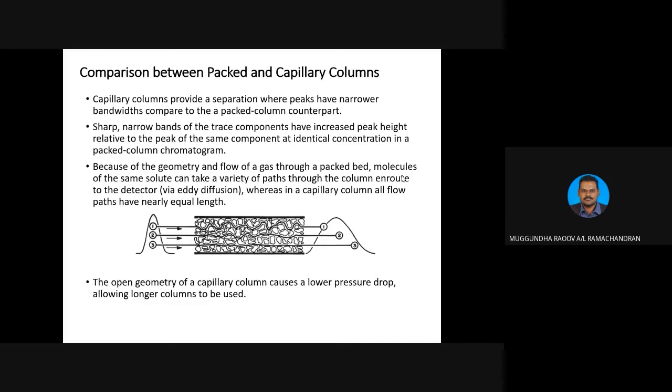Due to this, the open geometry of the capillary column causes a lower pressure drop, allowing a longer column to be used. So basically, class, comparing the packed column and the capillary column, the route of the analyte through the stationary phase differs. In the packed column, the chance for eddy diffusion is very high. Whereas in the capillary column, the route that the analyte or solute takes through the column to the detector will have equal length.